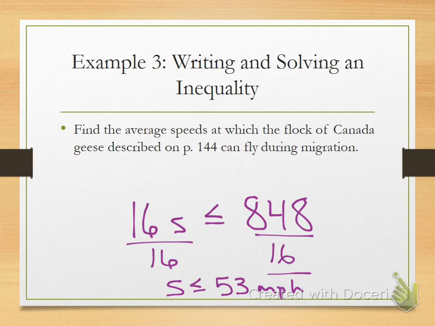Just to clarify, that's very unrealistic. All right, I doubt a goose can fly 53 miles an hour. That would be crazy to see. Okay, anybody ever seen a goose walk? They're so slow. All right.